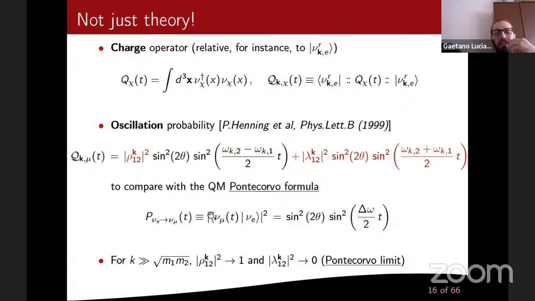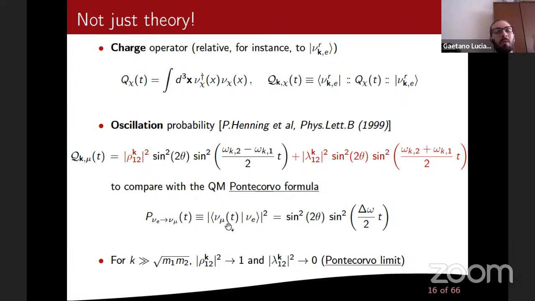Okay, so I was saying this is the standard quantum mechanical formula, but if you try to compute the oscillation probability in quantum field theory, well, first, how do you define the oscillation probability in quantum field theory? In quantum mechanics, you simply compute this amplitude, okay? You simply compute the bracket of the state.